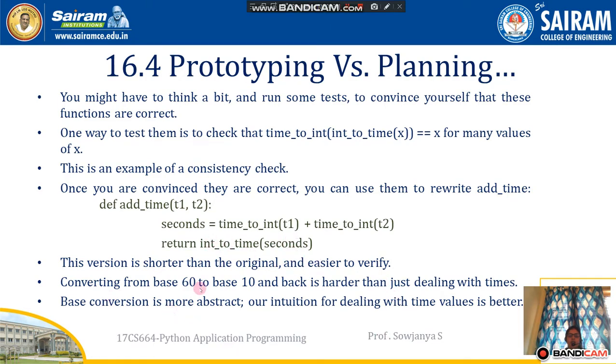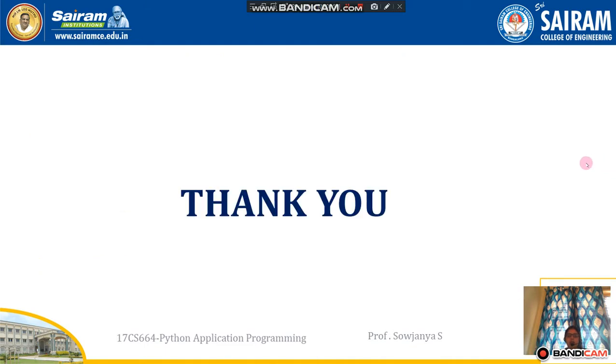This is a shorter version of the code than the original one, which is easier to verify. What we are doing here, converting from base 60 to base 10 and back, is harder than just dealing with the times. Base conversion is more abstract. Our intuition for dealing with time values is better. So this is about prototyping versus planning. Okay, so thank you.